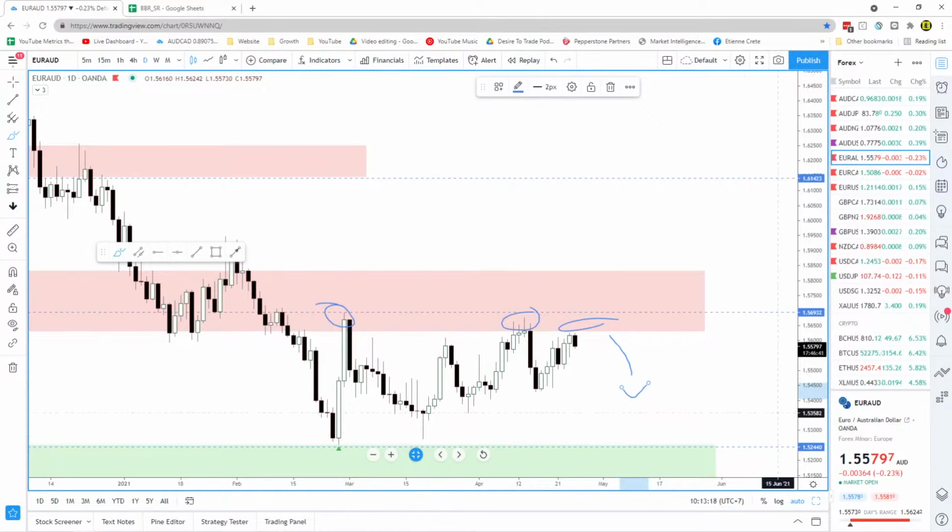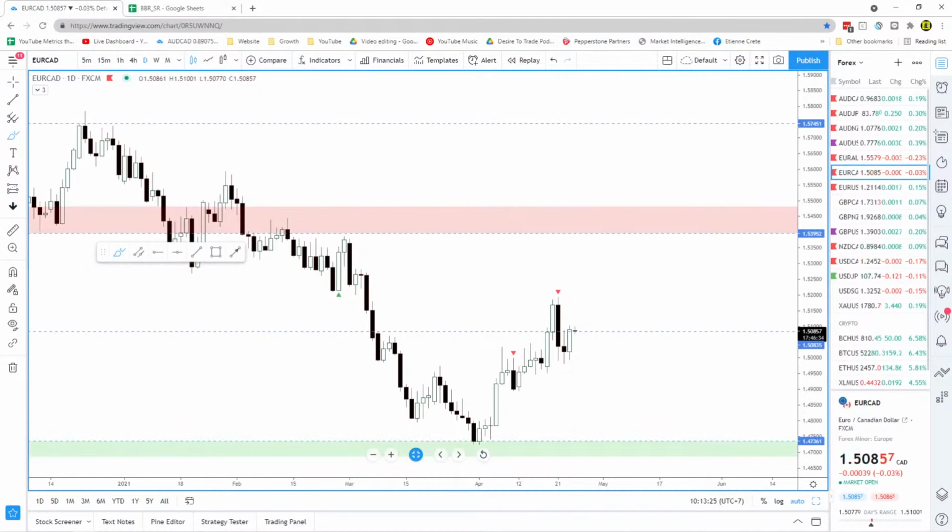Again, it's going to take maybe some time. Maybe we're really close to it now, so that's good. So we'll see. Euro CAD is the same principle.